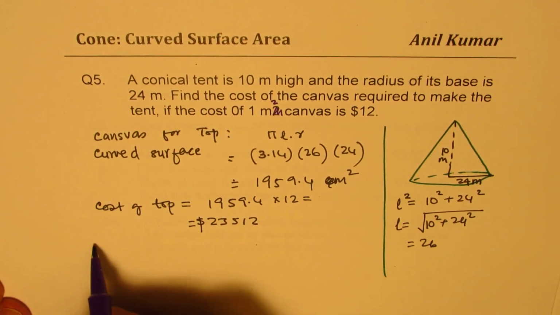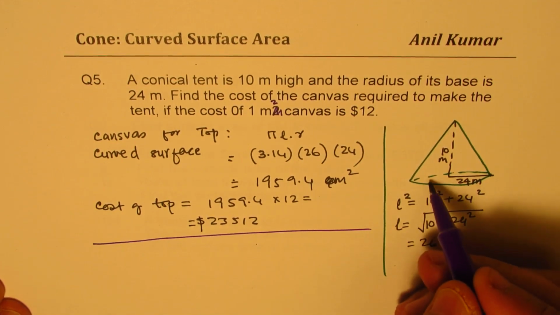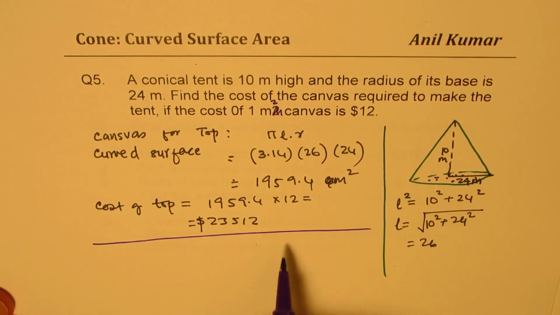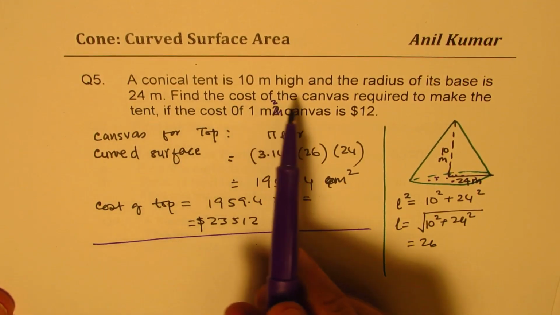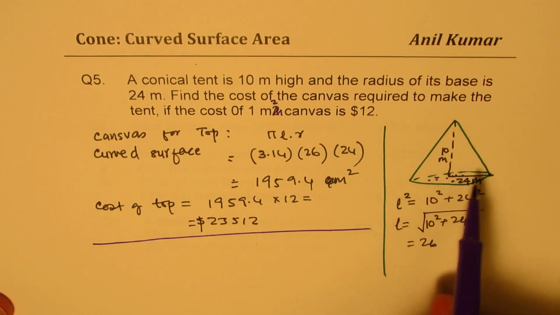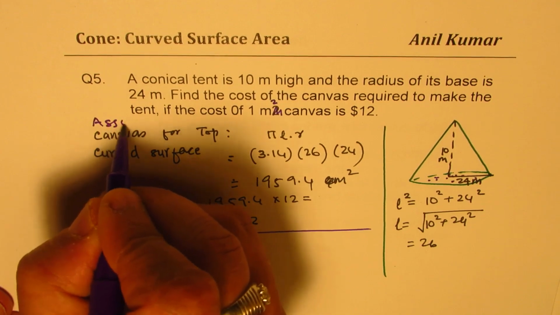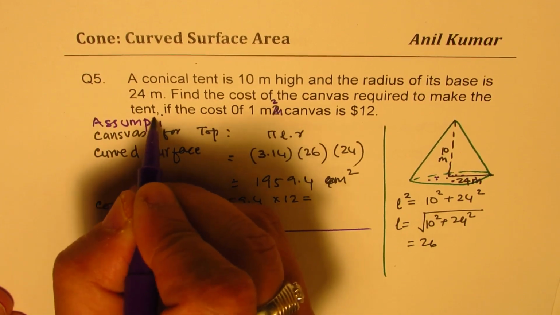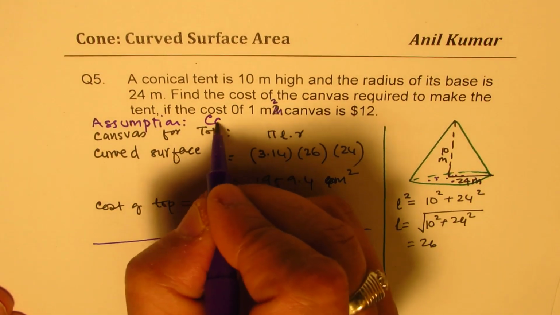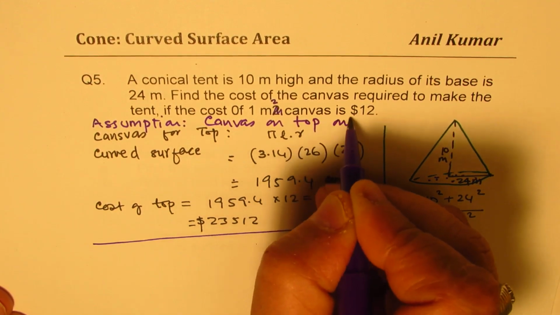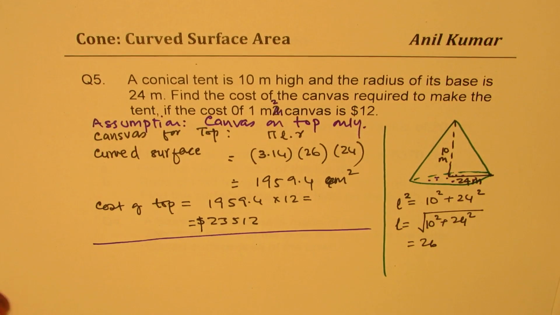Now, if in case we want this also to be included with some canvas, maybe a different canvas, you may have to add that cost, right? So in this conical tent, we are assuming that we are only covering it on the top. So here we have made an assumption: canvas on top only. Okay, so that is how we have done this question.